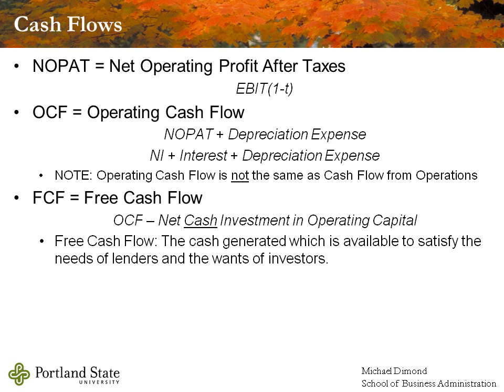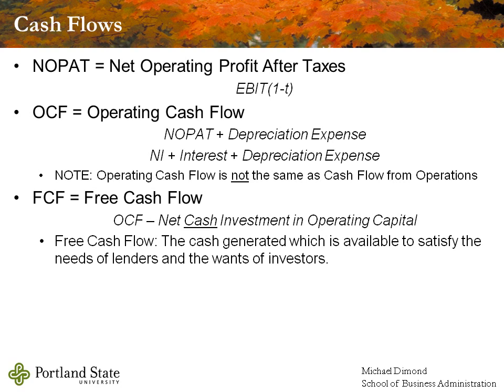First of all, the cash generated which is available to satisfy the needs of lenders and the wants of investors. We're really looking at the cash that's available to do two things. The needs of the lenders are twofold. Number one, they want to get their interest payments on time. And number two, they want to get their principal repaid at the appropriate time. So the cash that's generated to satisfy the needs of lenders is going to cover our interest payments and our principal repayments. But they're not taken out of our free cash flow. They're still contained in free cash flow.